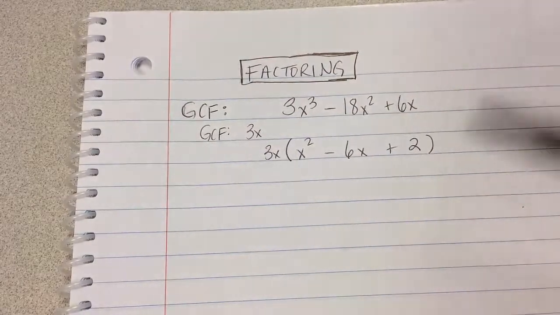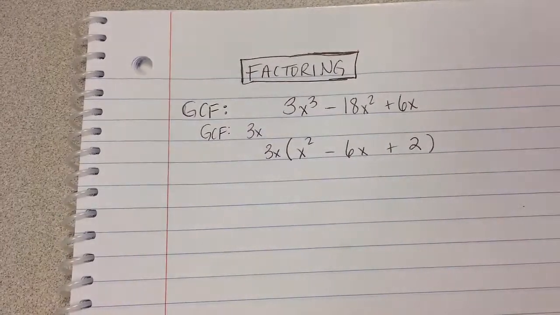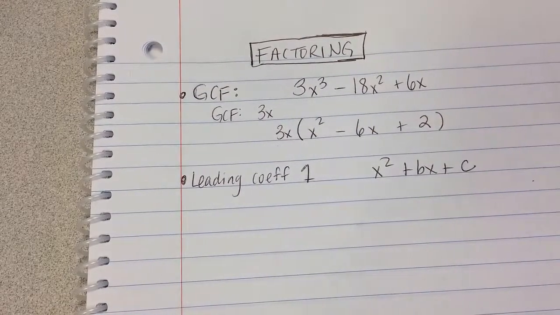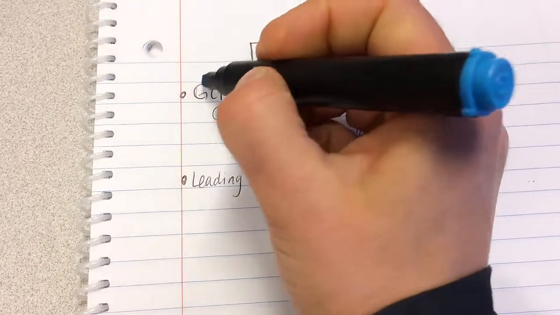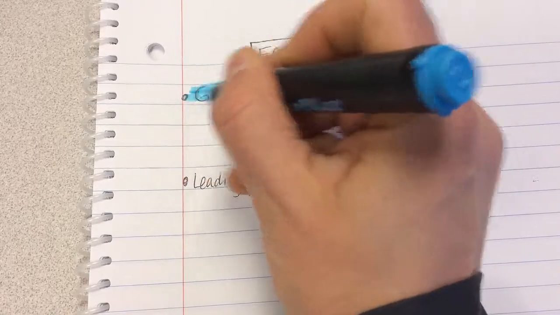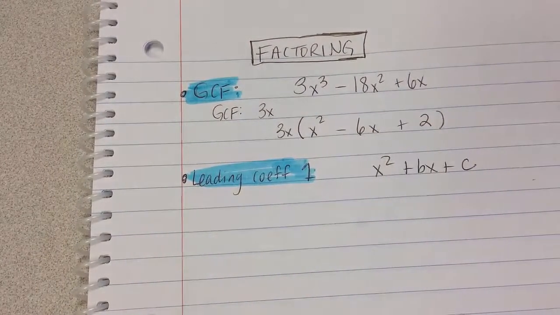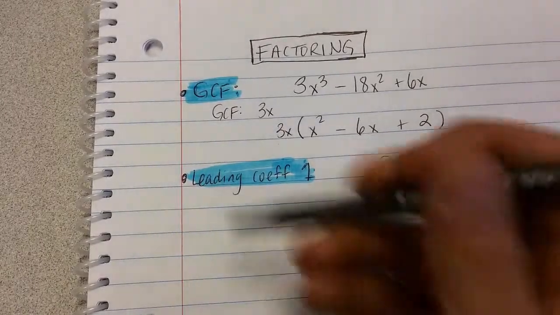And sometimes for the other strategies, you want to start by doing that. The second strategy we talked about is when there's a leading coefficient of 1. So we've got the GCF strategy, we've got when there's a leading coefficient of 1, and it looks something like this. So let's do an example of that.